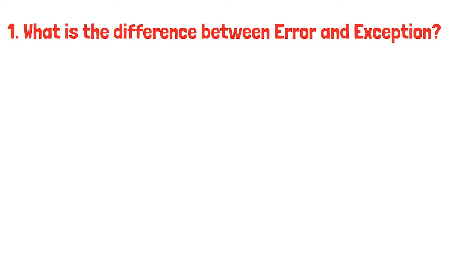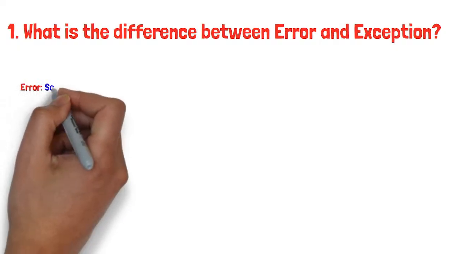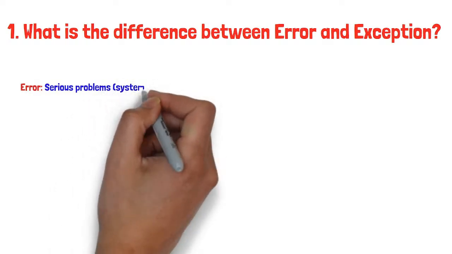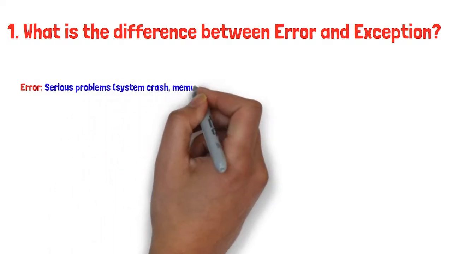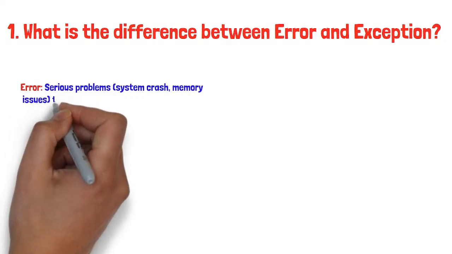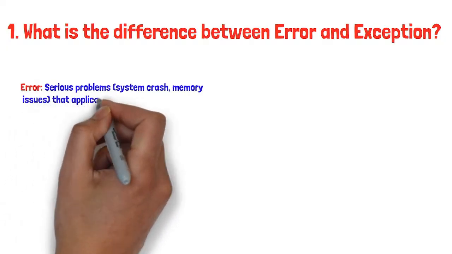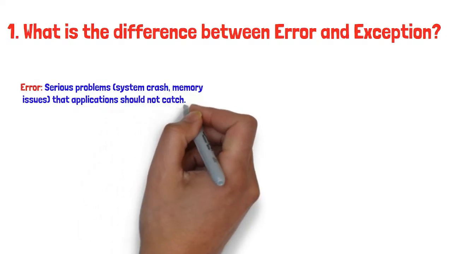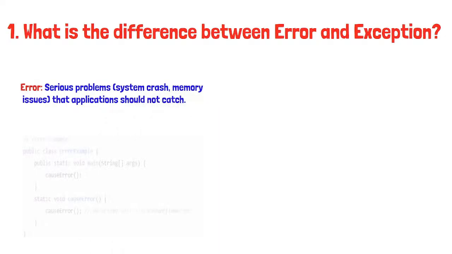So let's see. First question, that is, what is the difference between errors and exceptions? Errors are basically very serious problems that occur due to system crashes or memory issues and JVM failures.